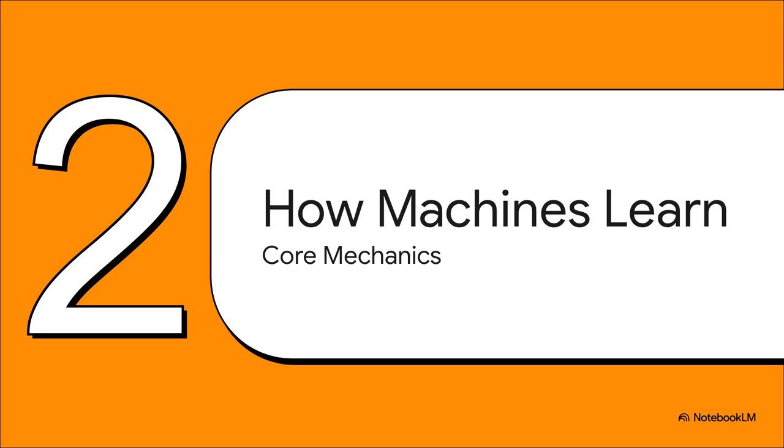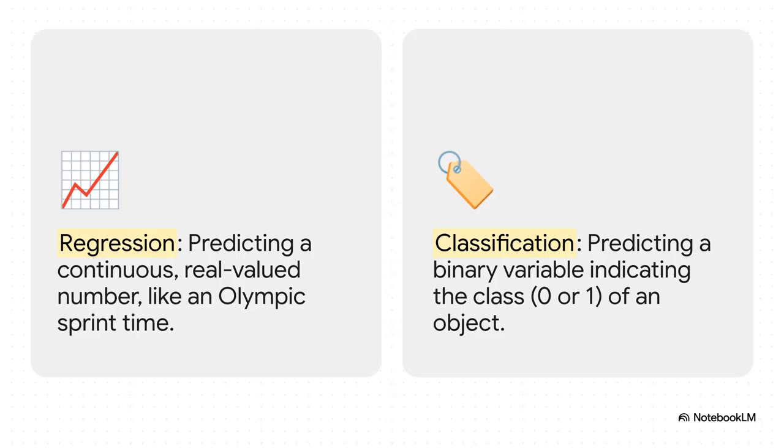And that means we've got to get under the hood a little bit and figure out how a machine actually learns from data. Now, when we talk about what these models do, it pretty much boils down to two main jobs. The first is regression. That's what we were just doing with the Olympic times, predicting a number on a continuous scale. The other big one is classification. That's when you're trying to put something in a box, a category. You know, is this an apple or a lemon? Is this email spam or not spam?